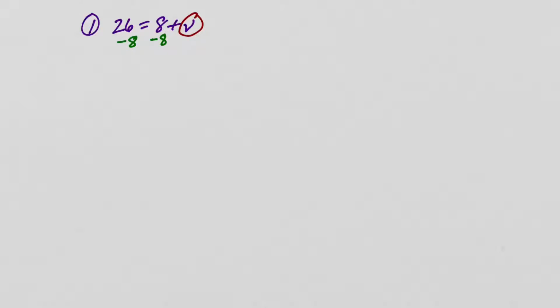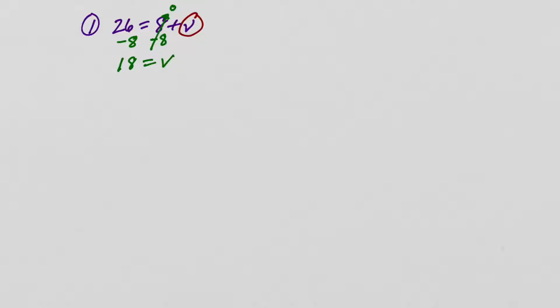And when I simplify, this negative 8 and 8 will add to 0. And I'll do 26 minus 8. And if we take a moment, I think we should get 18. So that sounds right. And then equals v. Now, after you do a problem, you should always check your work to see if you did it correctly. So let's see what we can do to check.